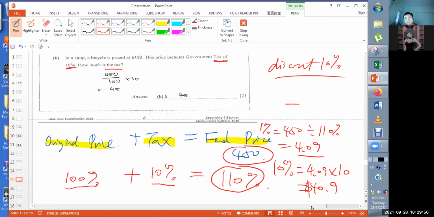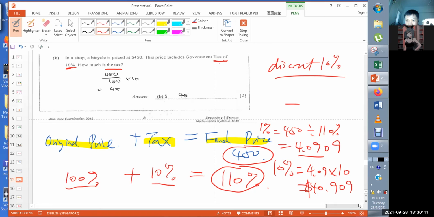Does it make sense? Okay. Oh, by the way, can I ask 450 divided by 110? What is it, indefinite numbers? What? 450 divided by 110. Let me double check. Oh, okay. You need to give yourself some decimal numbers.